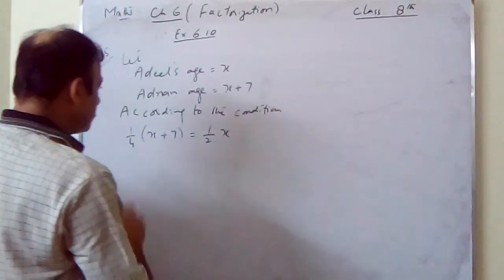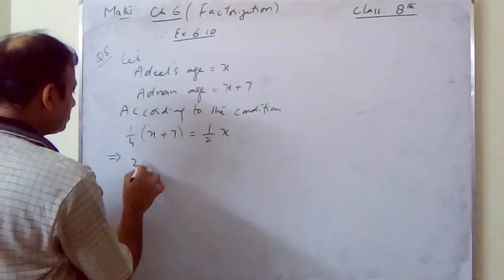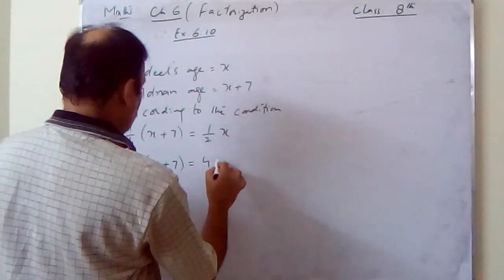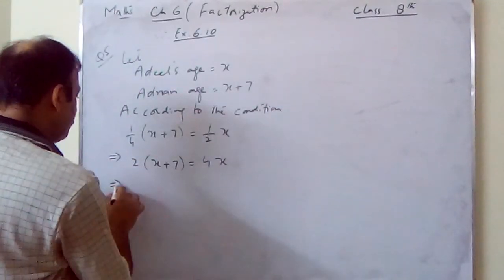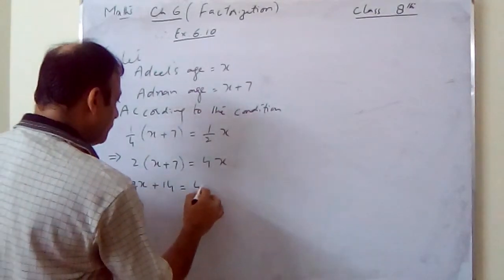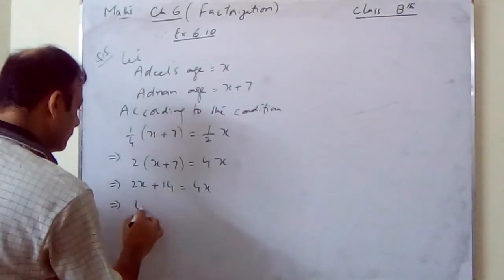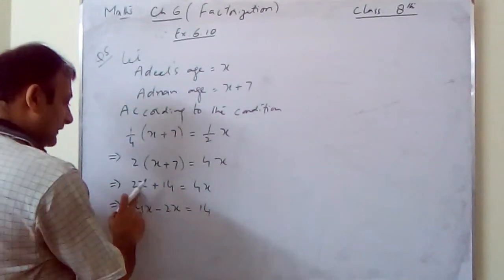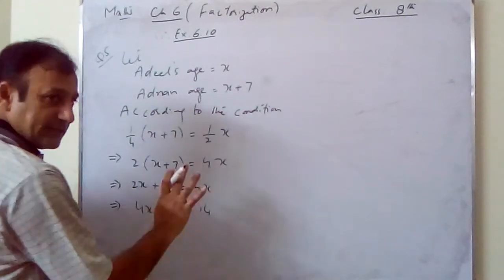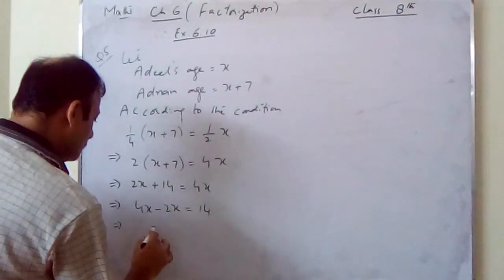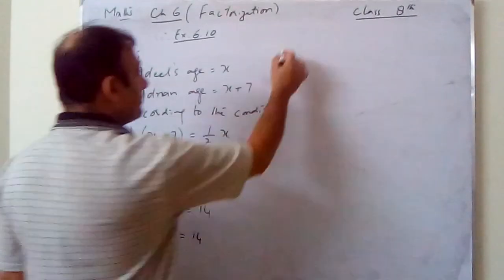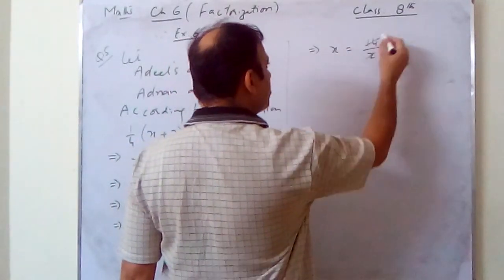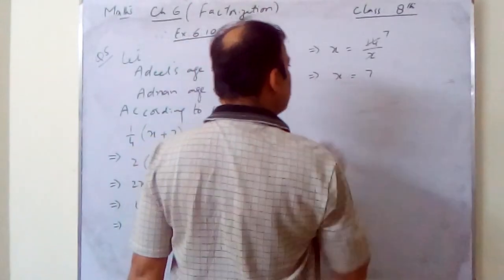Now the rest is the simplification by cross multiplying. So here we have 2x plus 14 is equal to 4x, or we can also write 4x minus 2x is equal to 14. I have taken this value from left to right. So 2x is equal to 14, x is equal to 14 divided by 2, x is equal to 7.